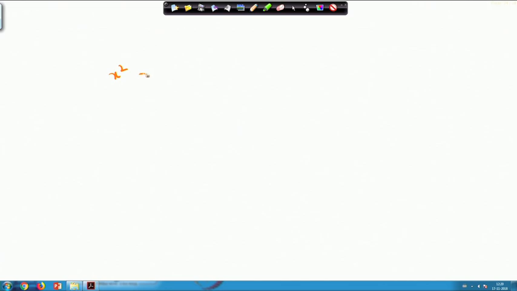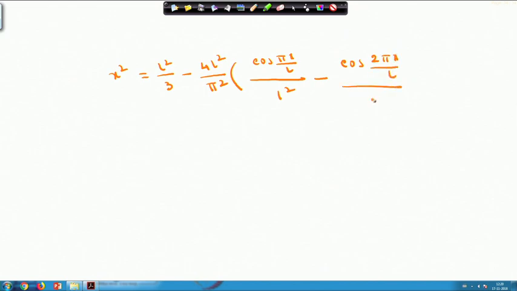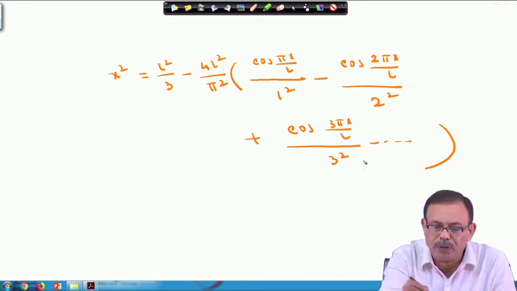your x square equals L square by 3 minus 4 L square by pi square, this will be in common, into cos pi x by L divided by 1 square, minus cos of 2 pi x by L divided by 2 square, plus cos of 3 pi x by L divided by 3 square, minus, like this way it will continue. So, therefore, if x square is defined in this range, then x square can be expressed in terms of Fourier series like this way.